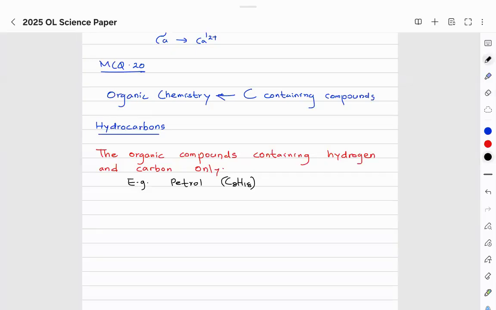Then we can consider diesel, kerosene, LP gas, liquid petroleum gas, right? The gas cylinder contains a propane and butane mixture. LP gas contains a propane and butane mixture.